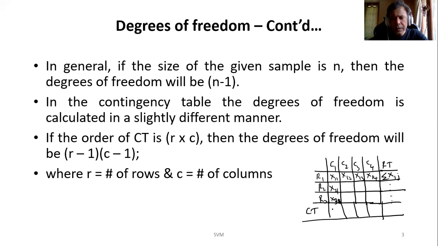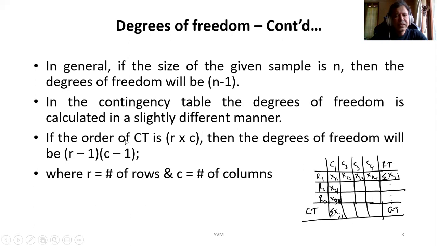This is actually the summation of xi1. So here i is varying, j is constant. Here j is varying, i is constant. This is basically a grand total. Such a table we call a contingency table.